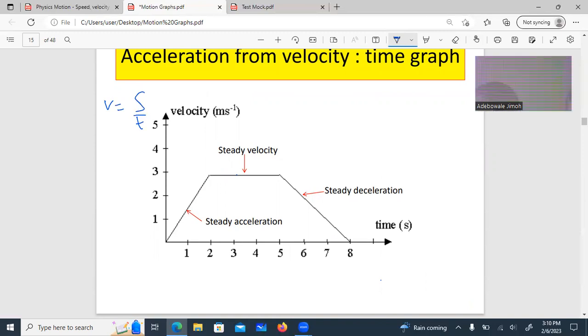If I introduce a denominator of 1 and cross multiply, what will I have? I will have distance multiplied by 1, so distance is equal to velocity multiplied by t. So this is the formula to calculate distance.